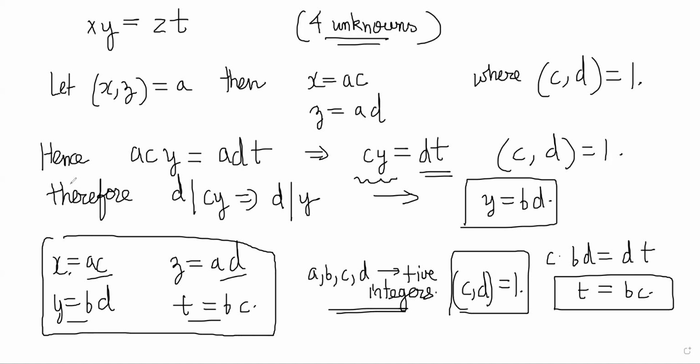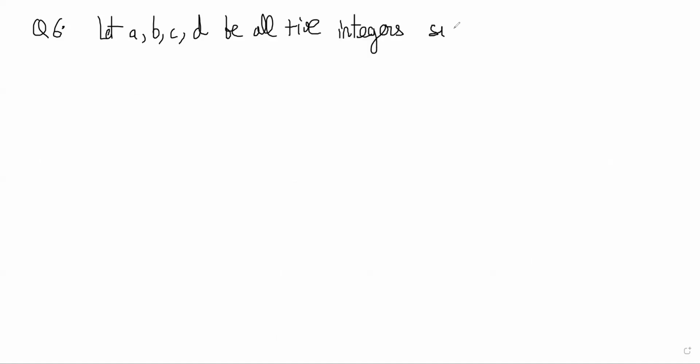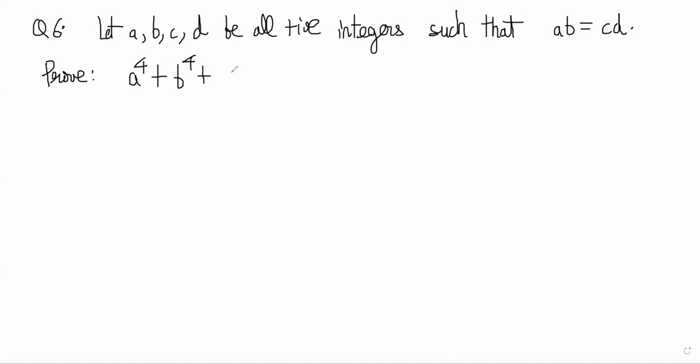So for example, the first question that I want to look at is this one, question number 6. So let a, b, c, d be all positive integers such that ab is equal to cd. We have to prove that a power 4 plus b power 4 plus c power 4 plus d power 4 is not a prime.